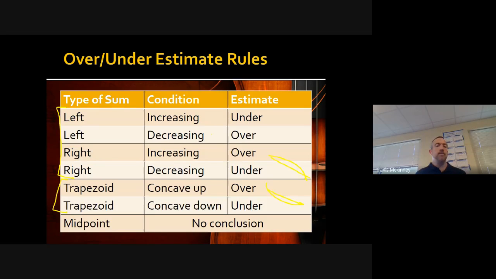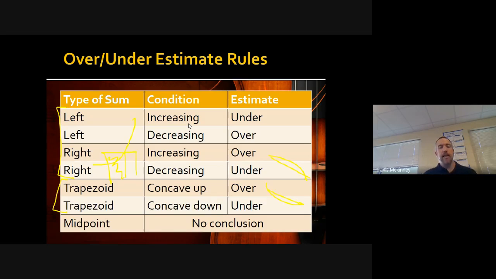So again, you can try to memorize this. I don't recommend that. I recommend that you just draw a function that's increasing and then think about, okay, if I'm increasing and I draw from the left side, I'm going to be underestimating. Or if I'm increasing and I draw from the right side, I'm going to be overestimating. All right, questions?